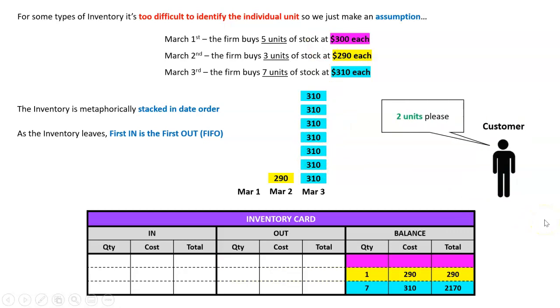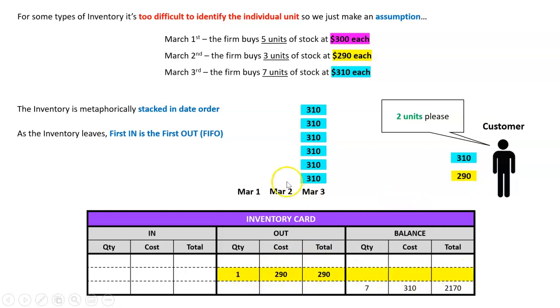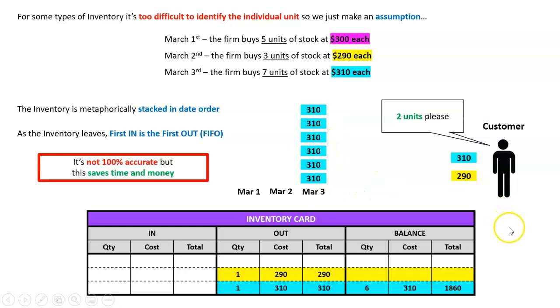Then lastly, another customer comes in and says, I would like 2 units, please. Well, which 2? I have no idea, but I will assume this one and this one, because they were the first in. So the customer took those. I'm going to update that inventory card. The customer took 1 at $290, and now they're all gone. There's none of those left. And I'll assume the customer took 1 at $310, so now there's 6 of those left, which matches my pile here. And it's almost certain that the 6 units left weren't all $310 each, but that is what I will assume. It's not 100% accurate, but it saves me time and money.